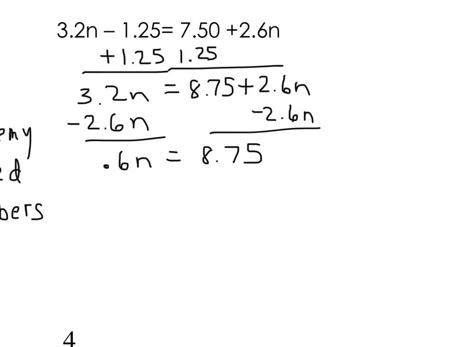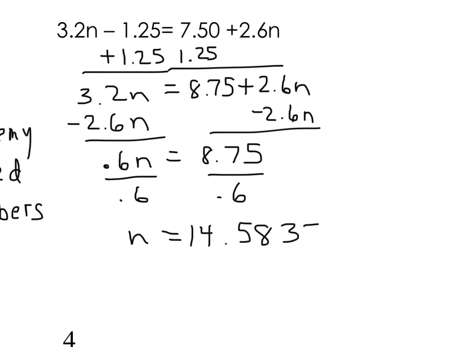How can we solve for n here? We have 0.6 times n. How about we divide both sides by 0.6? And we get n equals 14.58. What we really get is 3333333.